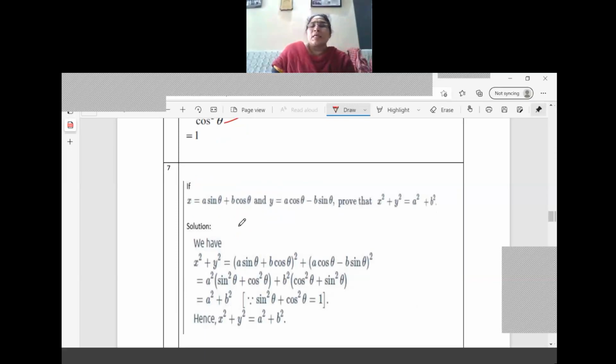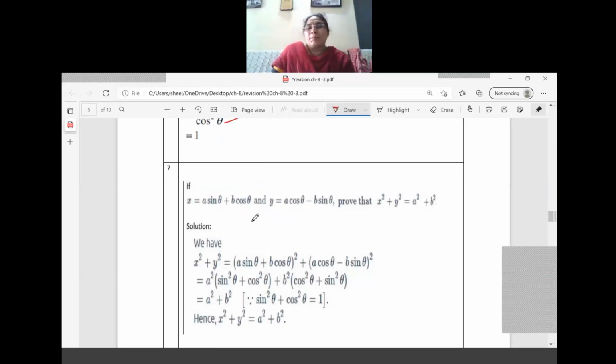Okay. Next, same type. x equal to a sin theta plus b cos theta, y equal to a cos theta minus b sin theta. Prove that x square plus y square equal to a square plus b square.